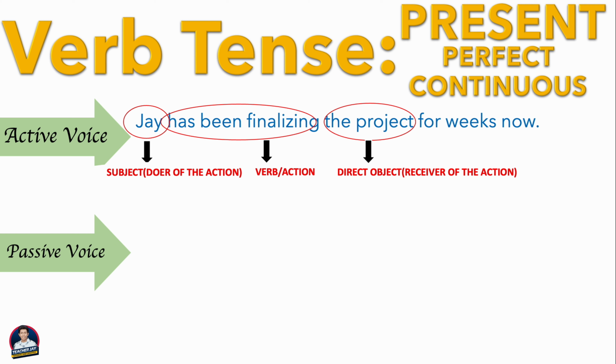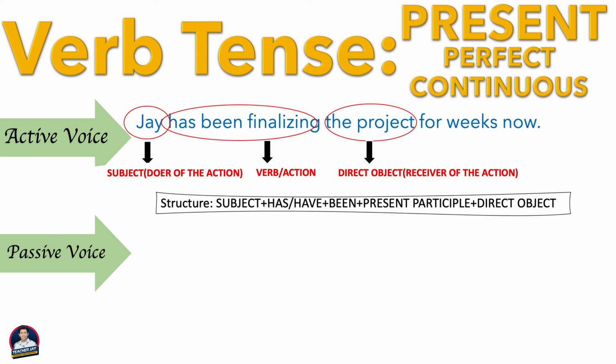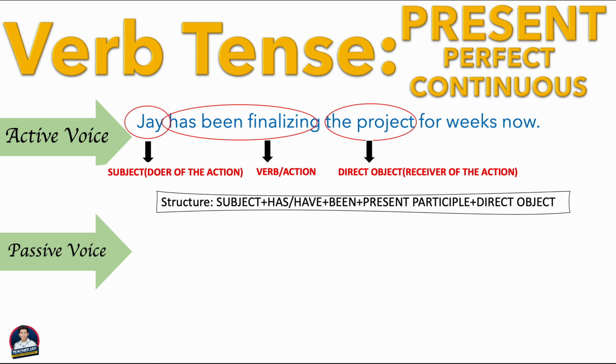As you can see in this example, our subject Jay performs an action, has been finalizing the project. And this example uses the structure subject plus has or have, depending on your subject, the word been, and the present participle form of the verb, which is finalizing, or the ing form of the verb, and the direct object. To change this active voice into passive voice, the subject and the direct object need to exchange their places.